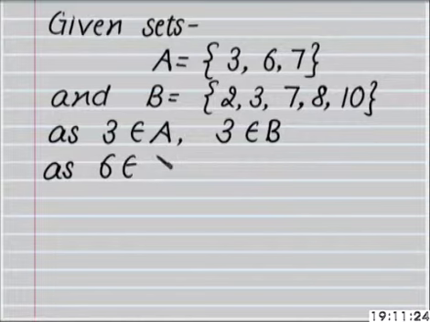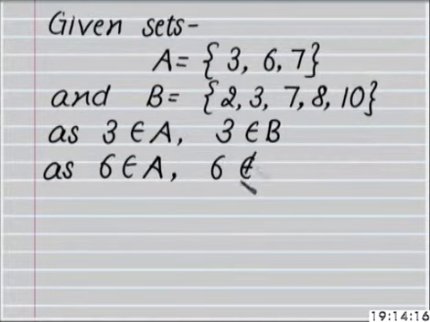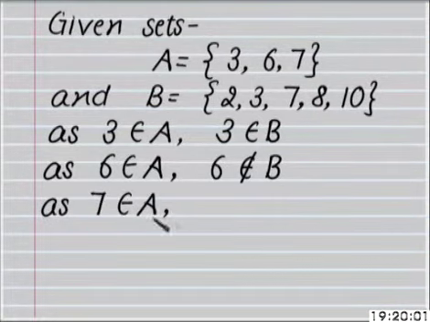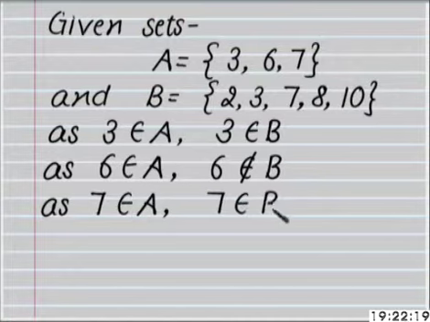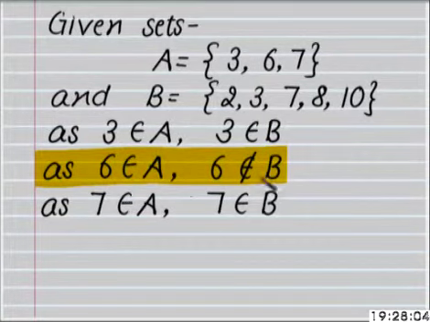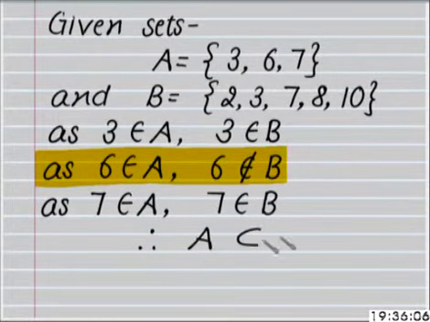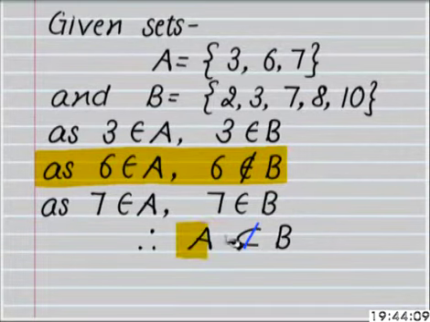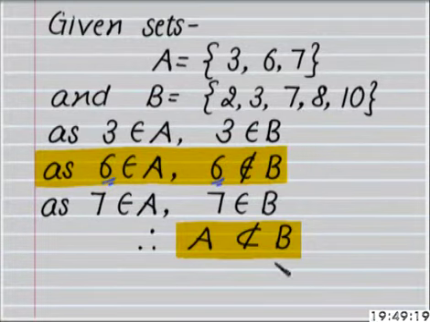As 6 belongs to the set A, it does not belong to the set B. As 7 belongs to the set A, it also belongs to the set B. Here one element, that is 6 of set A, does not belong to the set B. Therefore we can say that set A is not a subset of set B, as there is one element, that is 6, that does not belong to the set B.